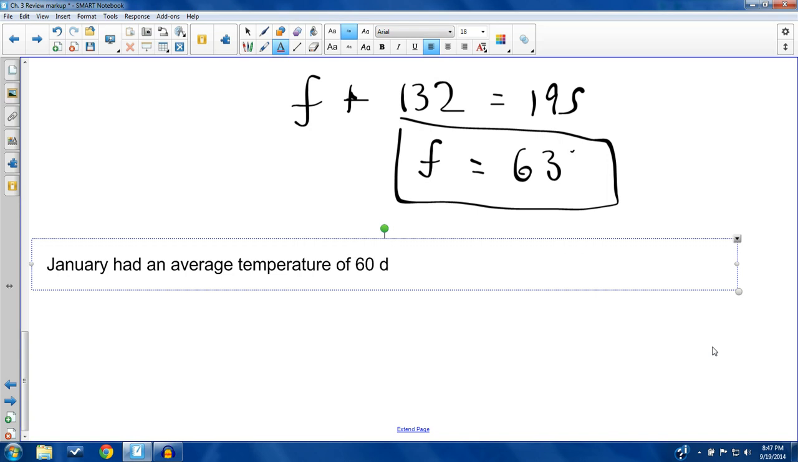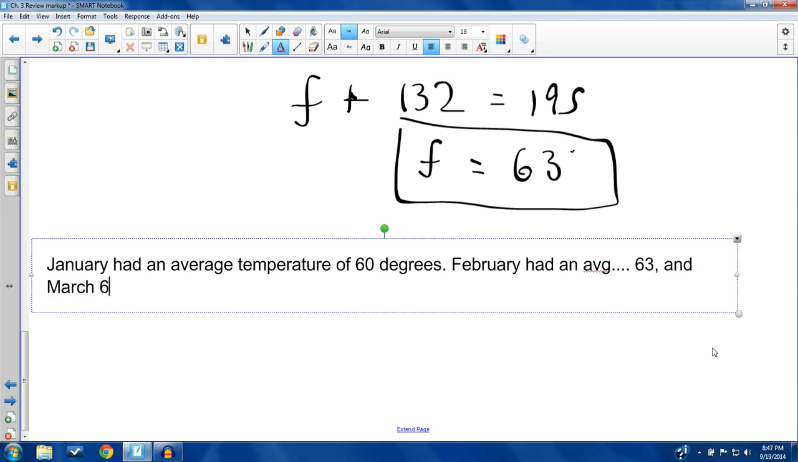Apparently I can't type. It's actually dark in here. February, etc., had an average of... 63, and March, 72. Okay.